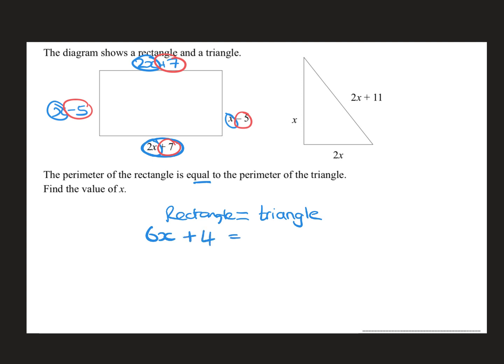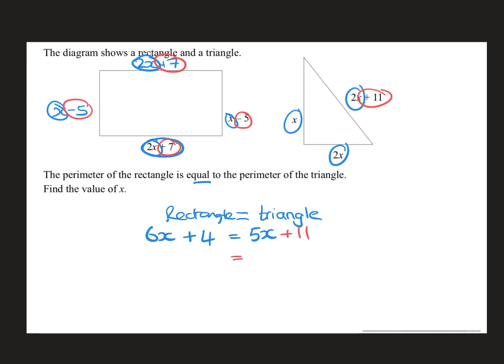Let's work our way around the triangle then. So we've got 2x, 2x, and an x. So that's 2 and 2 is 4 plus 1 is 5. So that's 5x. And then we also have this plus 11. So we're going to put our plus 11 onto the end there.